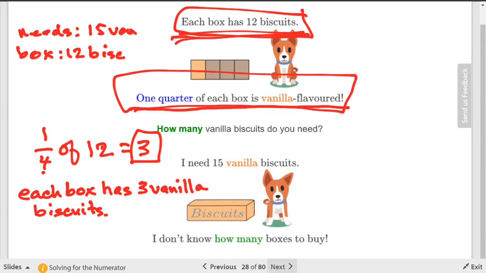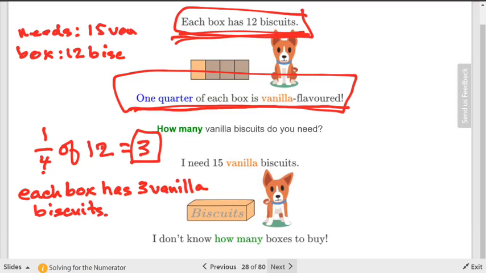When we do the assessment, you're going to have to do the math, but you're also going to have to explain what it is you're doing and why you're doing it. In other words, why it is important we need to know why there are 3. Because he only wants the vanilla ones, and each box has only 3 vanilla biscuits in it. Yes. What happens if you can't spell? Just do as well as you can.